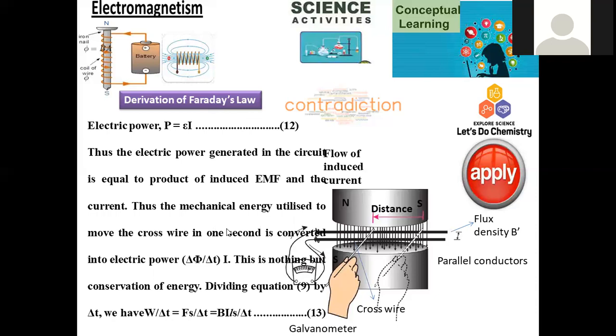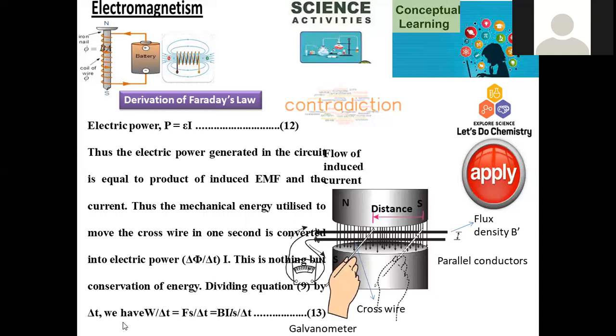Thus, the mechanical energy utilized to move the cross wire in 1 second is converted into electrical energy here, right? So this is nothing but conservation of energy. As already we know, conservation of energy says that energy can neither be destroyed nor be created, but in turn is converted from one form into another. Here also mechanical energy turned into electrical energy, that is called the transformation of energy, right?